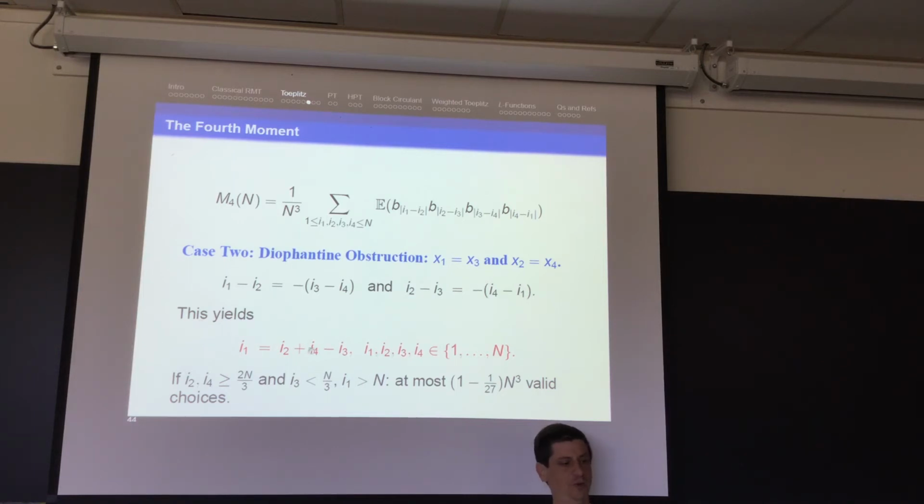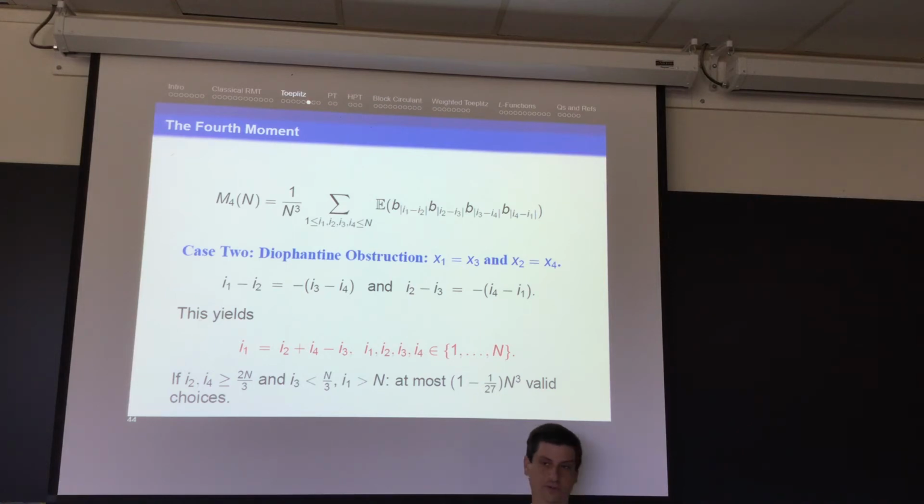If I2 and I4 are large and I3 is small, then I1 will be outside the range. Similarly, if I2 and I4 are small and I3 is large, then I1 will be outside the range. So for example, if I2 and I4 are at least 2/3 n and I3 is at most n/3, then this number here is going to be greater than n. Well, my index has to be between 1 and n. So what this tells you is at least 1 out of 27 times one of my triples will not give a valid I1. And so it's not going to contribute fully, it's going to contribute less.